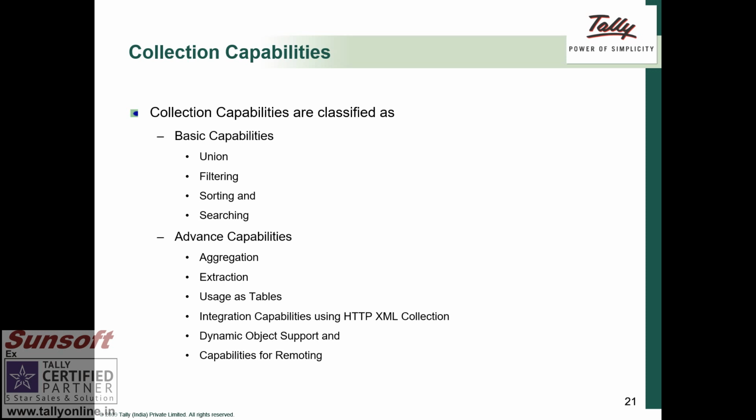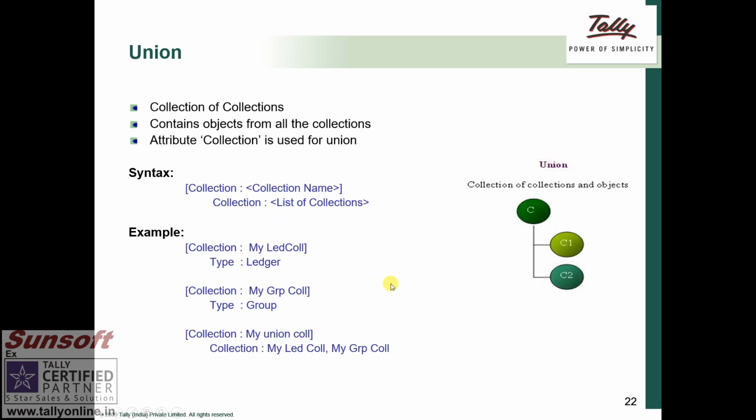So the collection capabilities are union, filtering, sorting, searching, and the advanced capabilities are aggregation, extraction, usage of tables, usage as table, integration capabilities, dynamic object support, and capabilities for remote. So these are some of the collection capabilities. Let us first see union, filtering, sorting. Filtering, sorting, and searching we'll see right now, and union we'll see at a later stage. This is advanced, we'll cover it in a separate section.